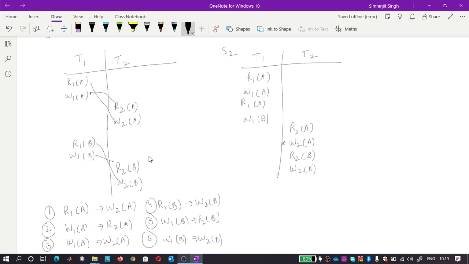Check the same thing. Read of A, it's not a conflict. Read of A, write of A is a conflict. So it will be again read of A, write of A. So this is a conflict. Now write of A and read of A, it's again a conflict.